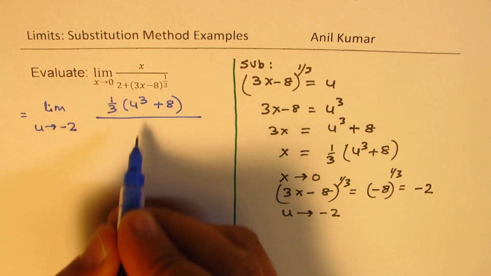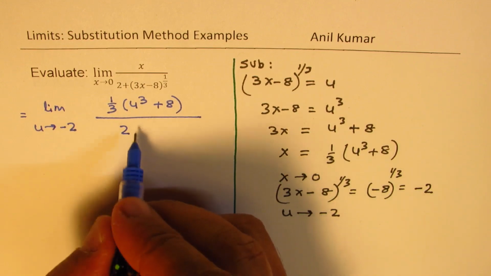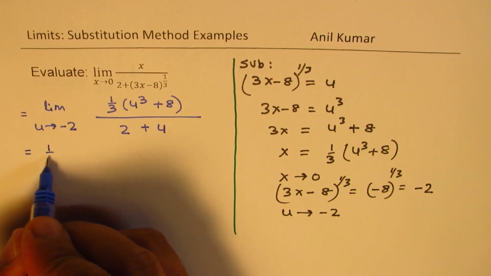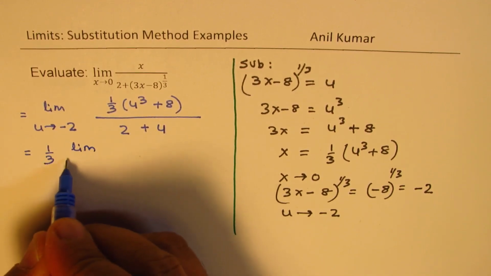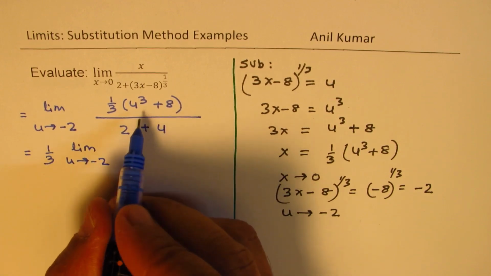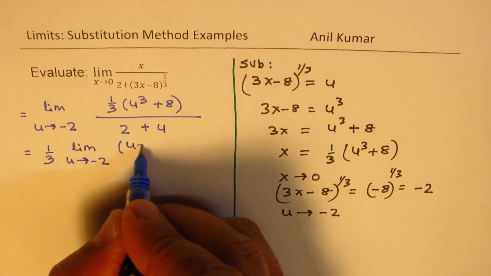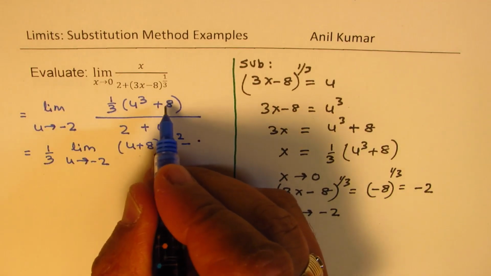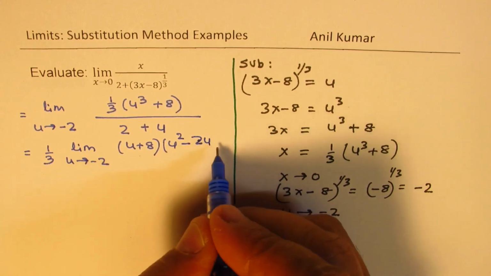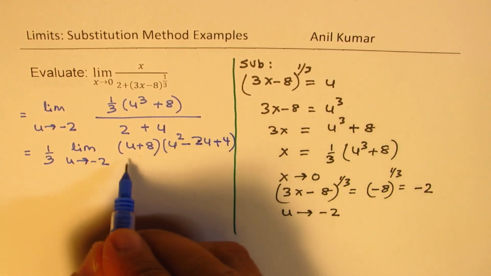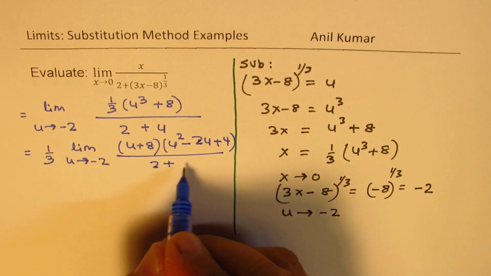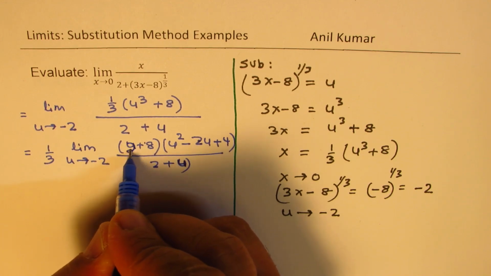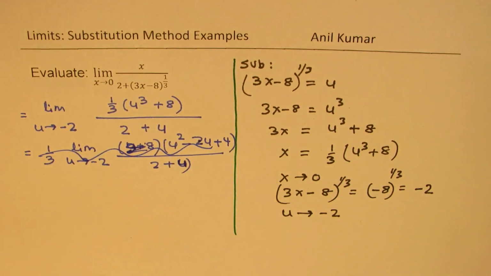In the denominator, we have 2, and the whole thing here is u. Clear? Now 1/3 is independent, so we can bring 1/3 outside. So we get limit u approaches minus 2. We can expand this as u plus 8 times u square minus 8 means 2 cube, right? So that means 2u plus 4, which is 2 square divided by 2 plus u. Sorry, let me rewrite this.